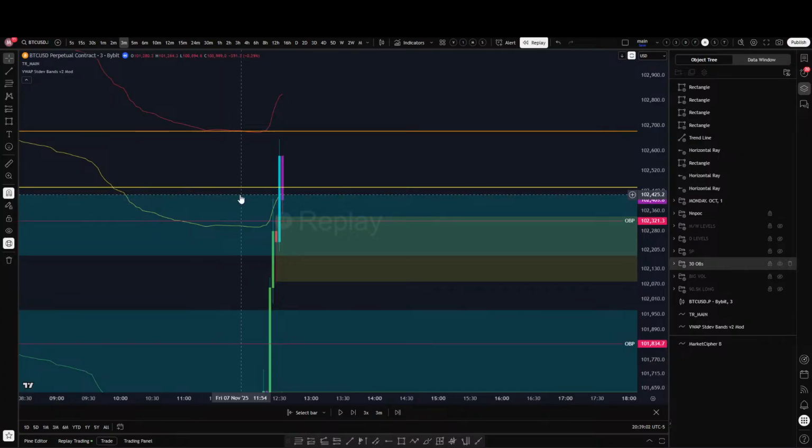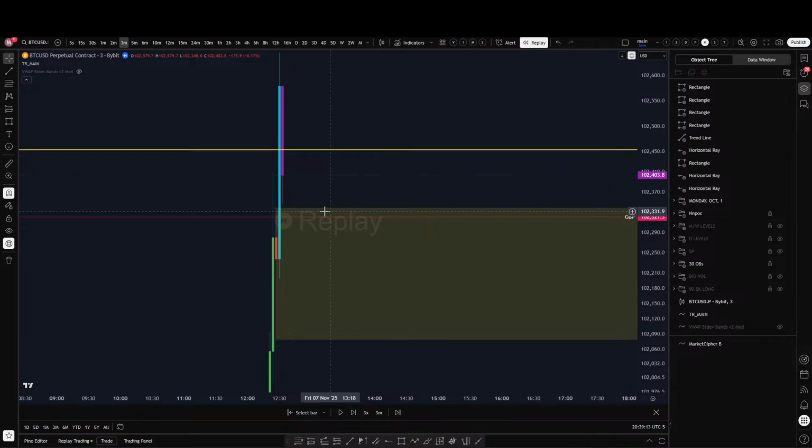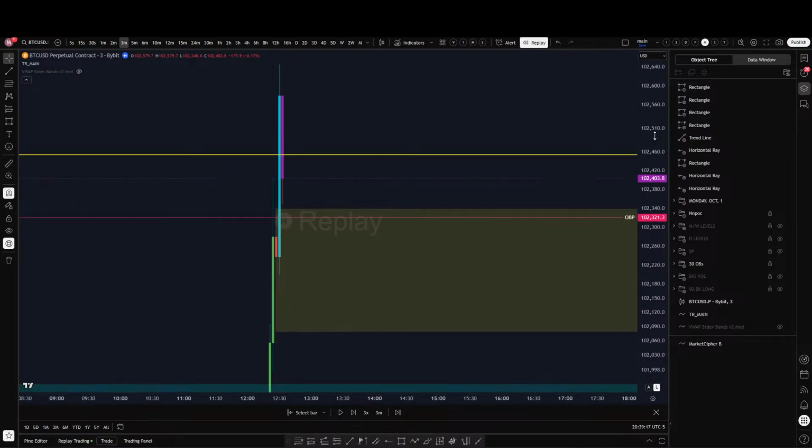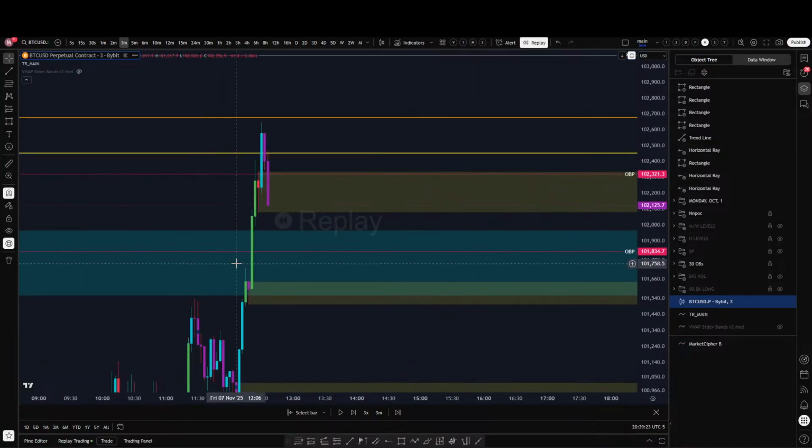So this order block, let's hide it. Deal with it after. Let's hide the standard deviation. No, we front run that order block. Let's see what happened in the next candle. No, we closed in it, so no trade.